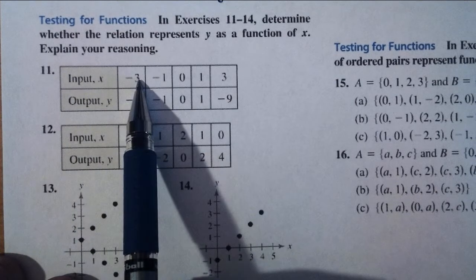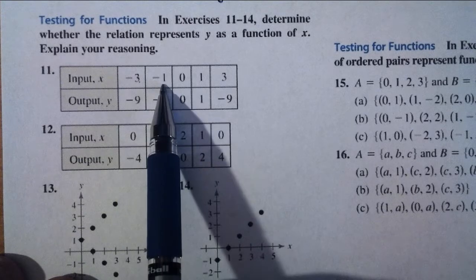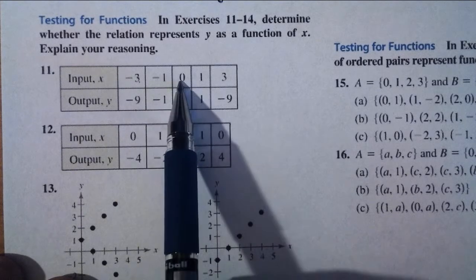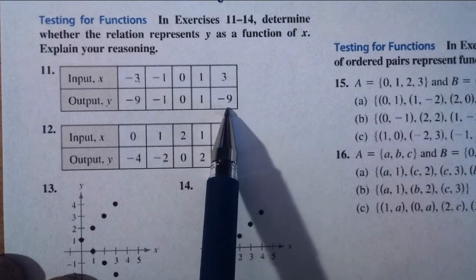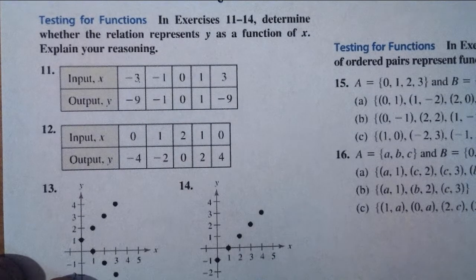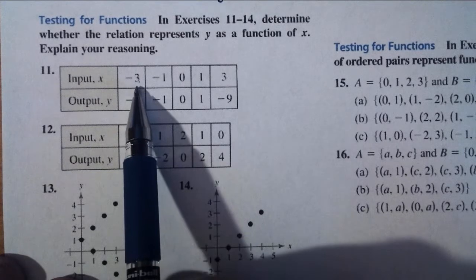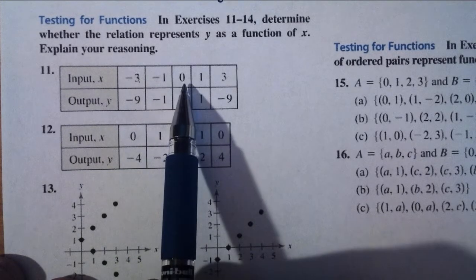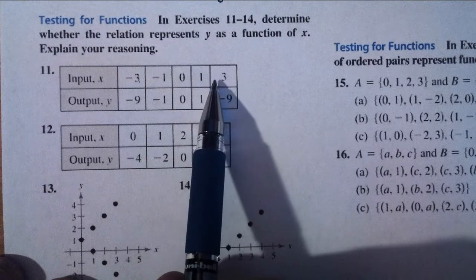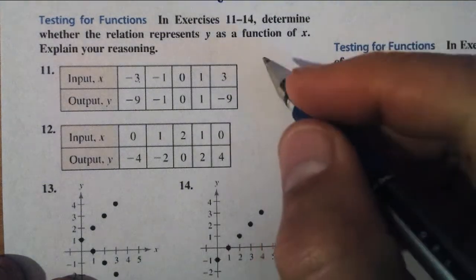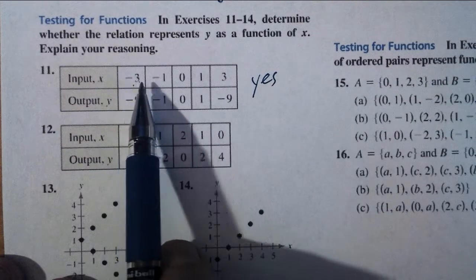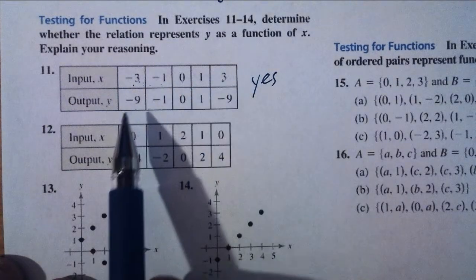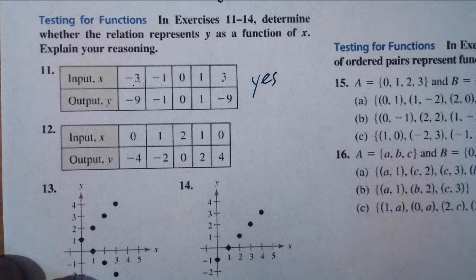So I put in -3 and I get out a -9. I put in -1 and I get out a -1. We put in 0, it turns into 0. 1s get turned into 1s and 3s get turned into -9s. There is no confusion whatsoever about what I do with a -3 or a -1 or a 0 or a 1 or a 3. So, determine whether it represents a function. Yes, because each element in the input is assigned exactly one element in the output.